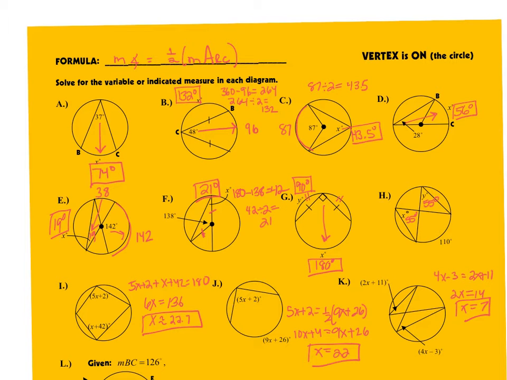Looking at letter G, here is our inscribed angle at 90. If we work outwards to the arc, that tells us that this is 180. That also tells us that if we have the rest of this, 360 minus 180 is 180. And then we know that if these chords are congruent, then these arcs are congruent. And then 180 divided by 2 would leave each one of these equaling 90.